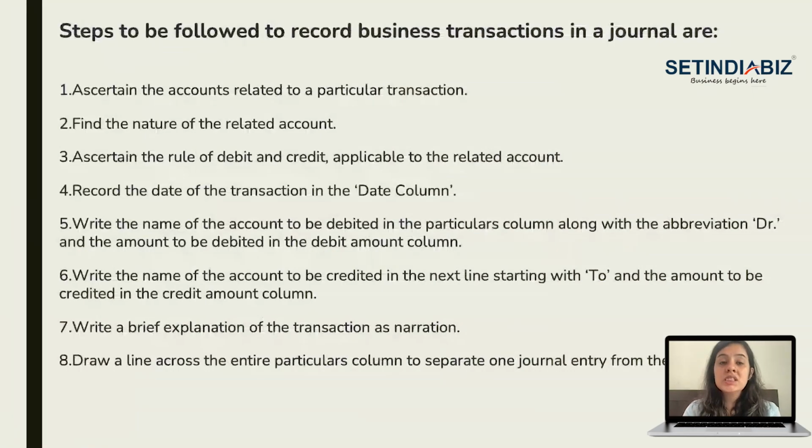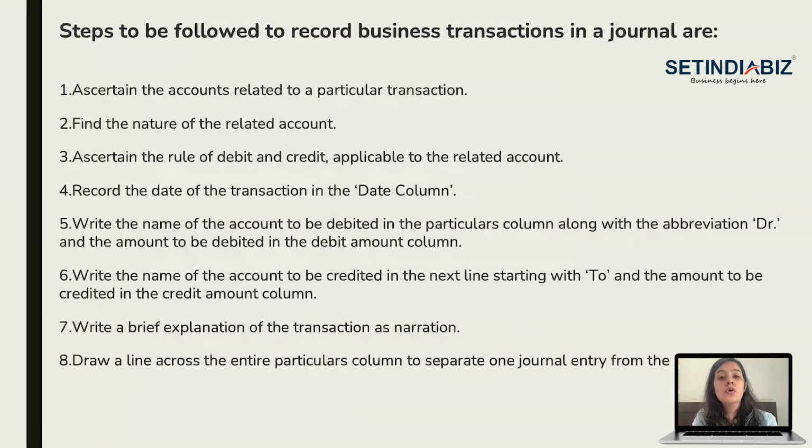Now, what are the steps to be followed to record business transactions in a journal? The steps are: number one, ascertain the accounts related to a particular transaction, right? For example, the basic example I will give you, purchase of raw materials. Now, this purchase of raw materials has two accounts.